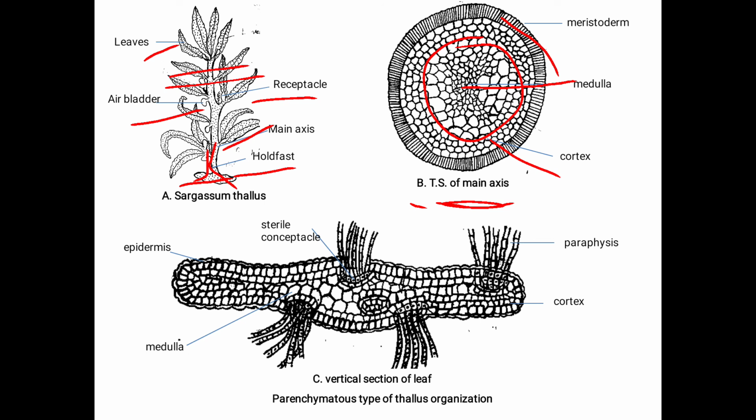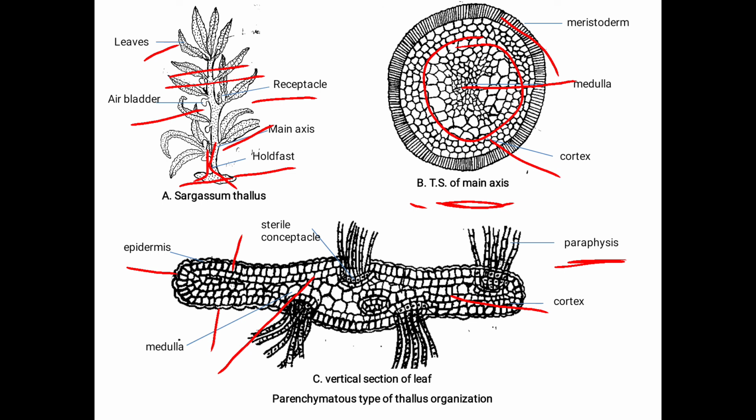Here, this is the vertical section of leaf. In the vertical section of leaf, we observe the presence of epidermis, the outermost layer, and the innermost layer, that is the medulla, present between the upper epidermis and the lower epidermis, the presence of sterile conceptacle, the presence of paraphysis, and the presence of the cortex. Here, what are these paraphysis?